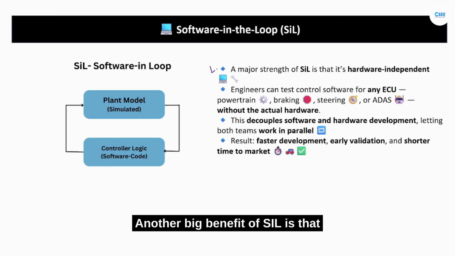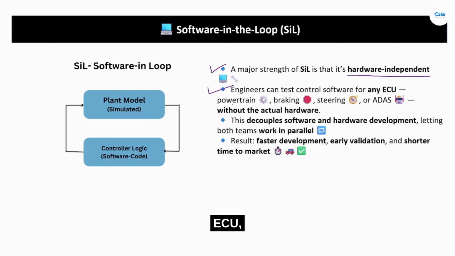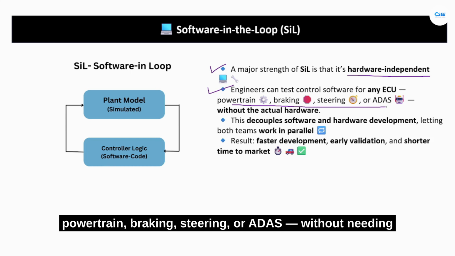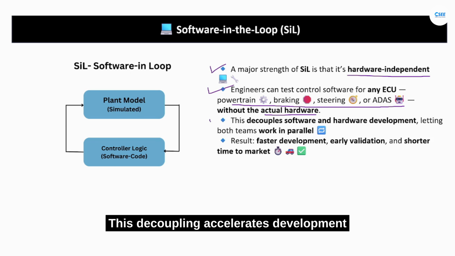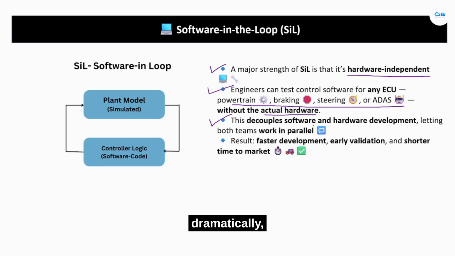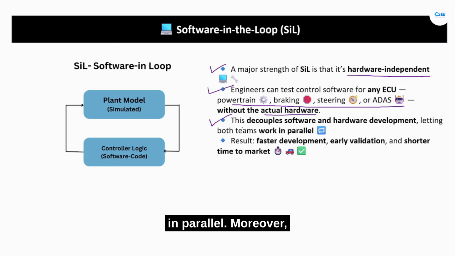Another big benefit of SiL is that it's hardware independent. Engineers can test the control software of any ECU, powertrain, braking, steering, or ADAS, without needing access to that ECU yet. This decoupling accelerates development dramatically, allowing software and hardware teams to work in parallel.